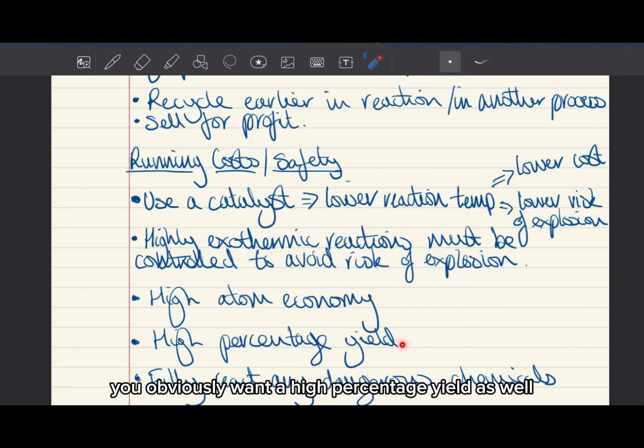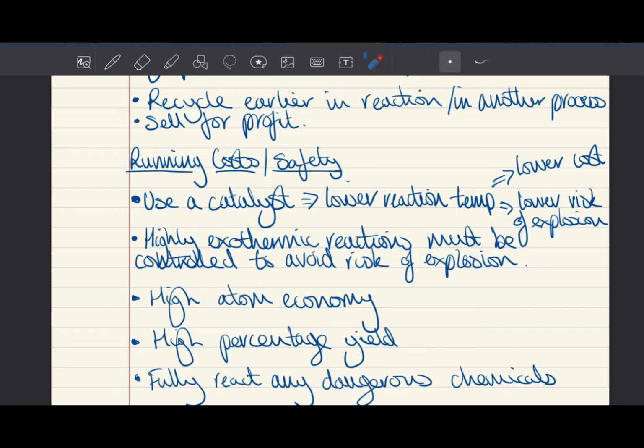You obviously want a high percentage yield as well, because that means you're making the most amount of product. So again, it's minimising waste and it's also maximising your profit because you're going to have more product to sell. And then lastly, you'd want to make sure you fully react any dangerous chemicals. So this is something else they'll sometimes ask about.